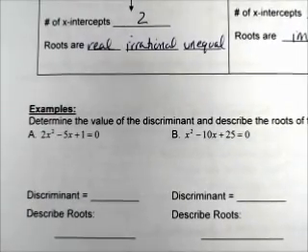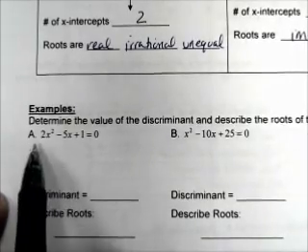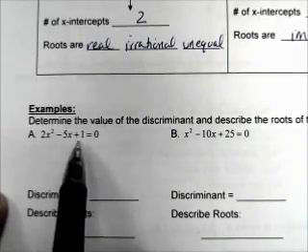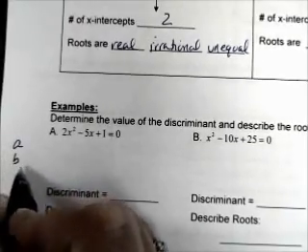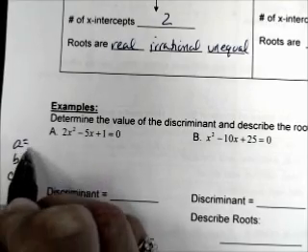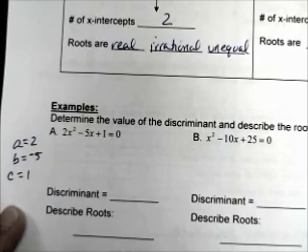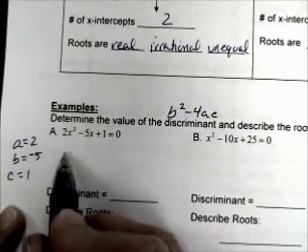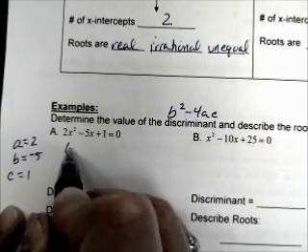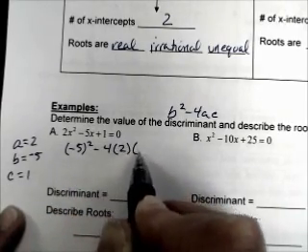Examples: determine the value of the discriminant and describe the roots of the equation. Okay, so for A, we have this quadratic equation. It's in standard form. I'll pull out the A, B, and C values. A is 2, B is -5, and C is 1. Now we're just focusing on the discriminant. Remember, the discriminant is B squared minus 4AC.